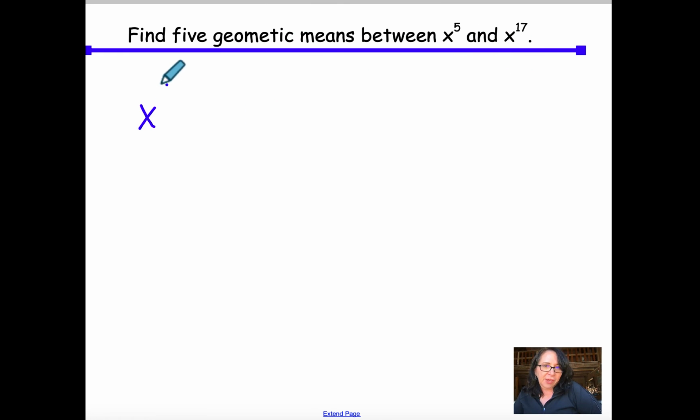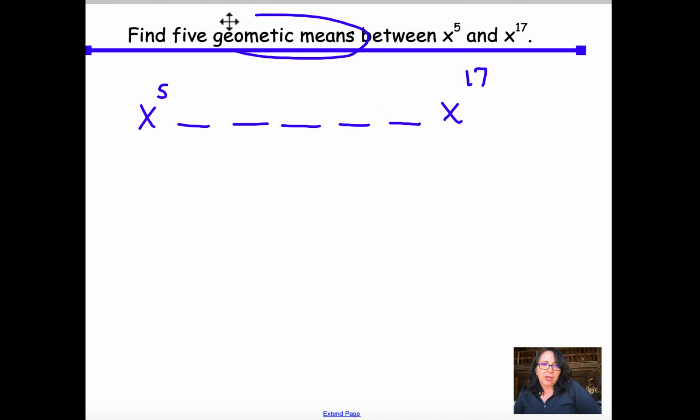All right. Find 5 geometric means between x to the 5th. So here's x to the 5th. 1, 2, 3, 4, 5. And x to the 17th power. Okay, so it's telling me it's geometric.